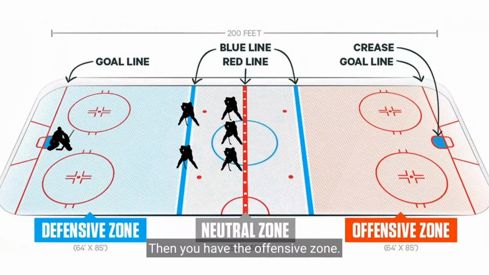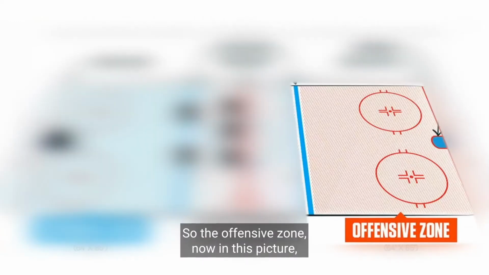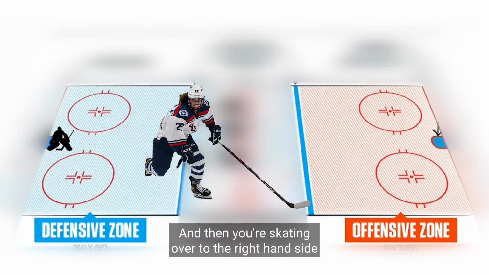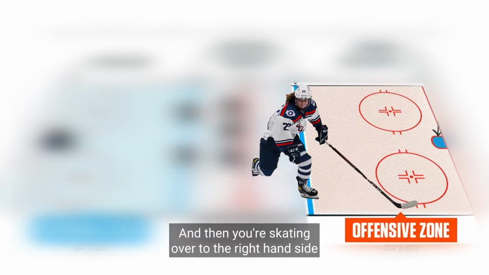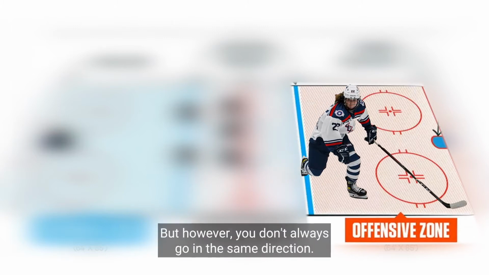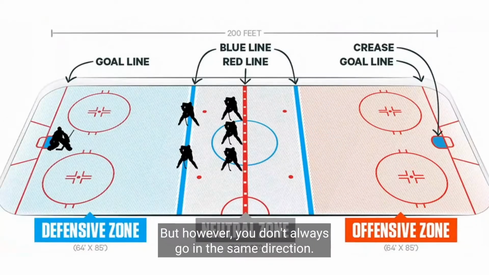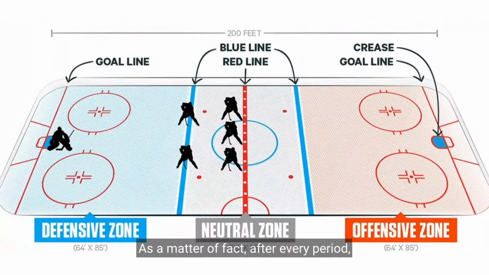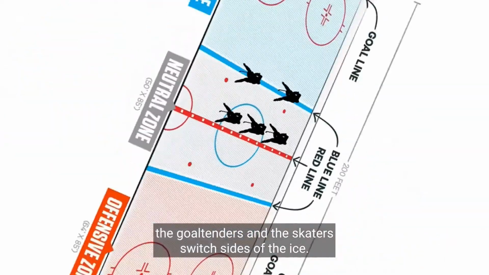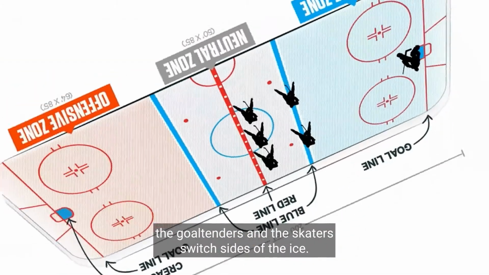Then you have the offensive zone. In this picture, we're going from left, where our goaltenders for the Riveters would be, either Sonia Shelley or Brooke Waleko, and then you're skating over to the right-hand side in the offensive zone. However, you don't always go in the same direction. As a matter of fact, after every period, the goaltenders and the skaters switch sides of the ice.